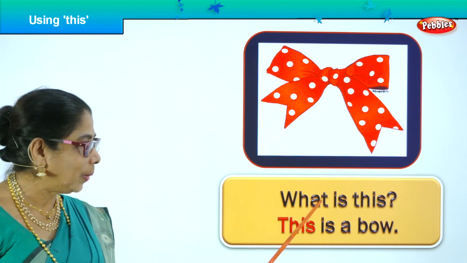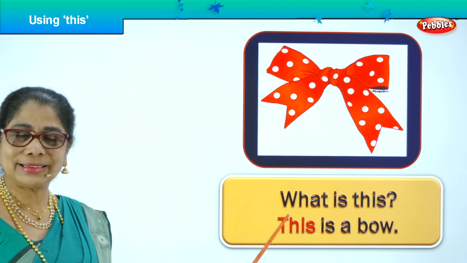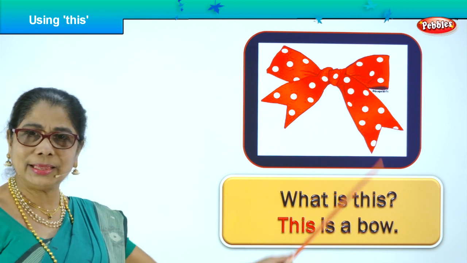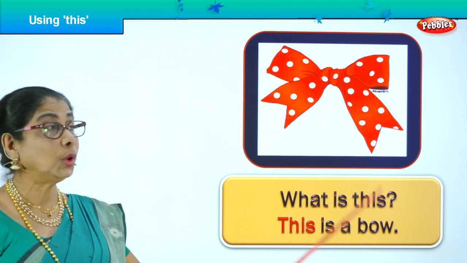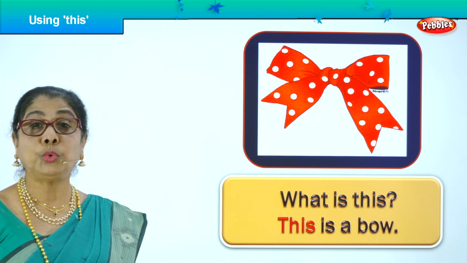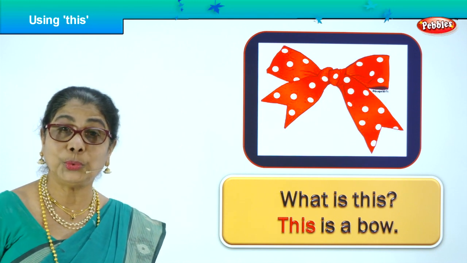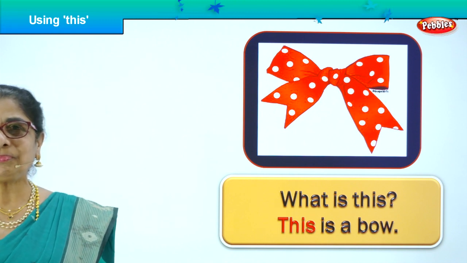We are learning to read the question and the answer and the use of this in the sentence. What is this? This is a bow. This is a red bow, or this is a polka dotted bow. Did you enjoy, children? Shall we go to a new picture?